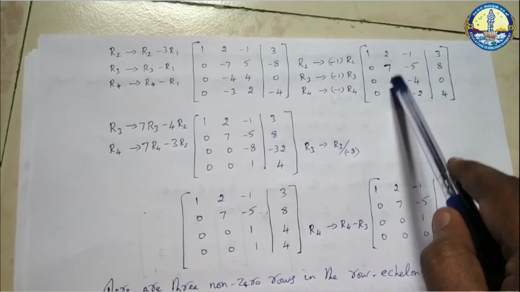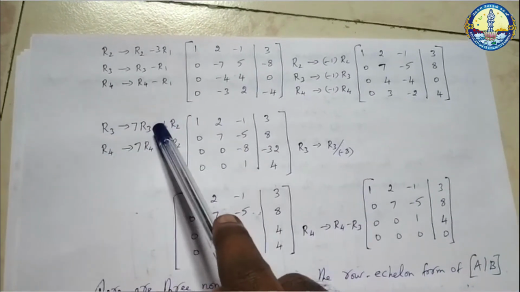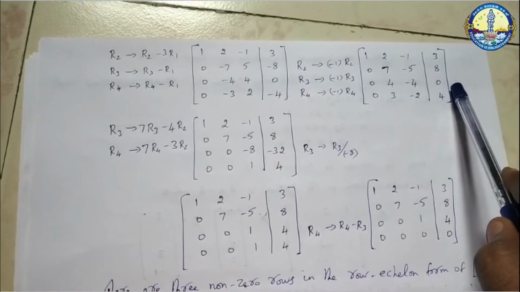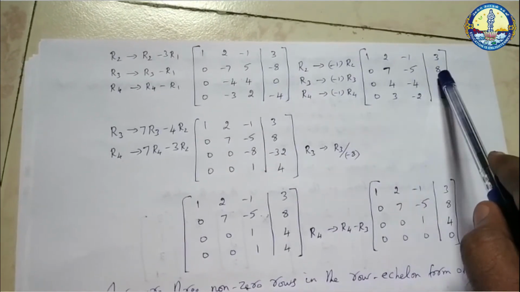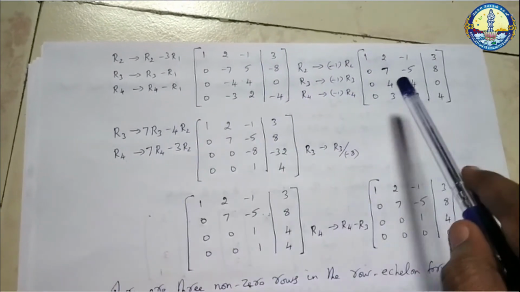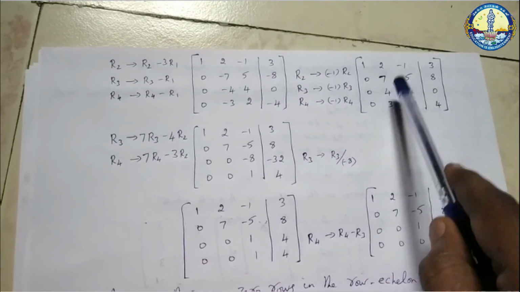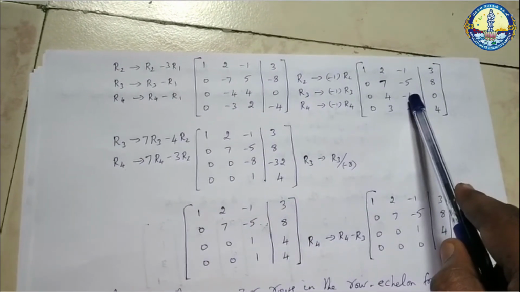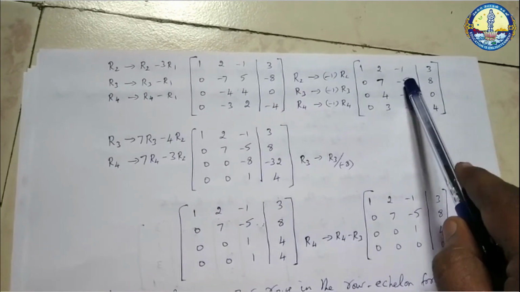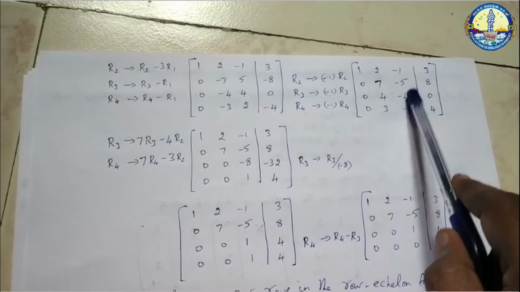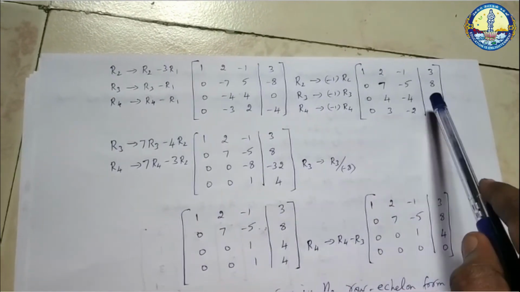Here 4 is there, 7 is there. So R3 means R3 becomes 7R3 minus 4R2, that is, multiply R3 by 7 and R2 by 4 and subtract this from this. We'll get this term. So 0, 0, so 0; 4 into 7 is 28, 7 4s are 28, 0. So minus 4 into 7 is minus 28, 5 4s are 20, minus 20, minus is there, so plus 20. Minus 28 plus 20 is minus 8, and here 0 is there.